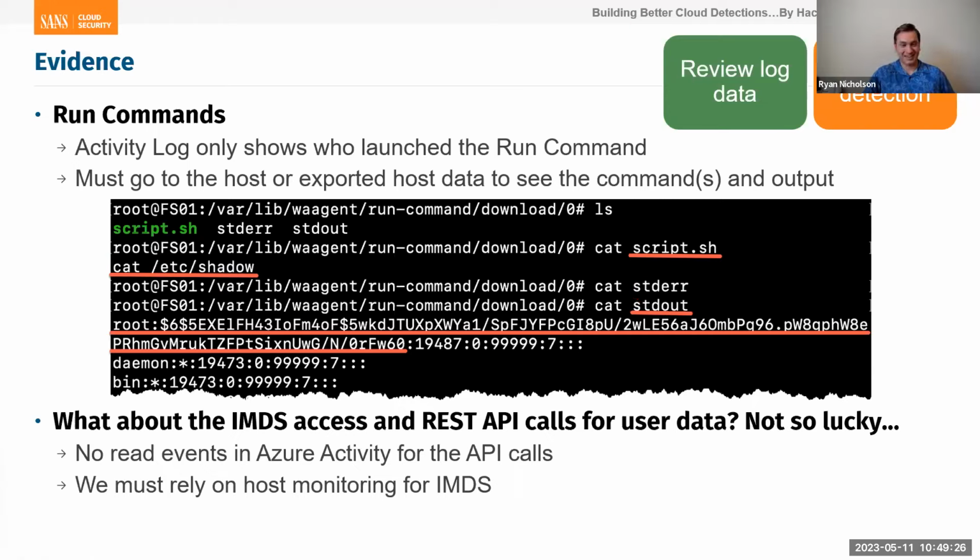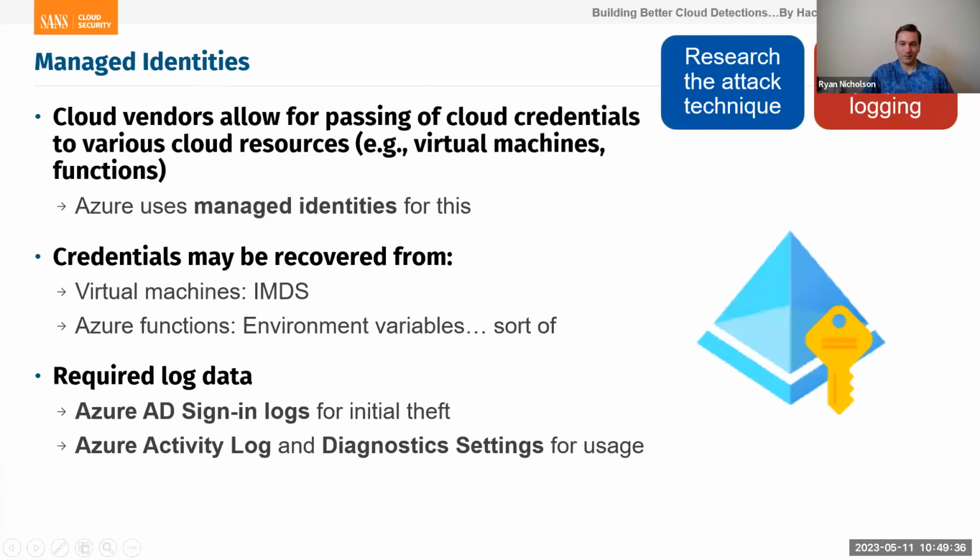So now I want to look and see, is anyone escalating to root or trying to log into the system as root successfully, especially if it's from that same IP that we saw in the activity log, the one that executed the run command. And last but not least, we have managed identities, right?